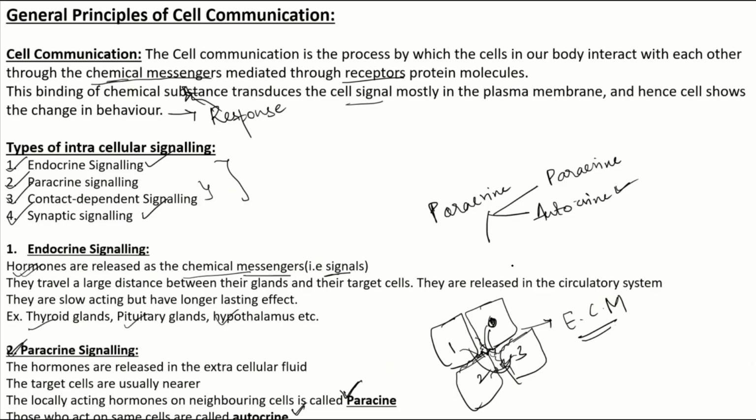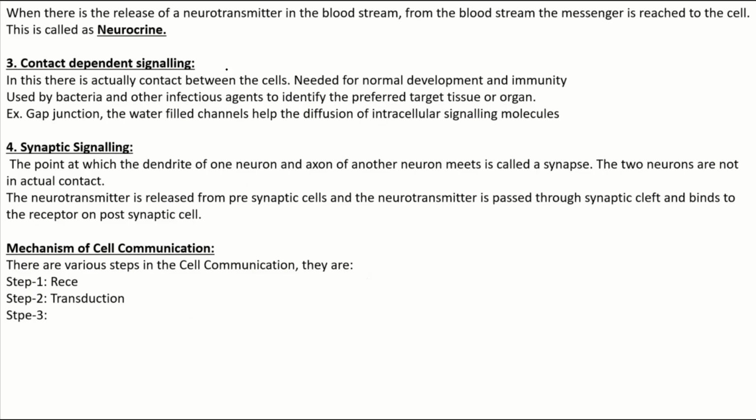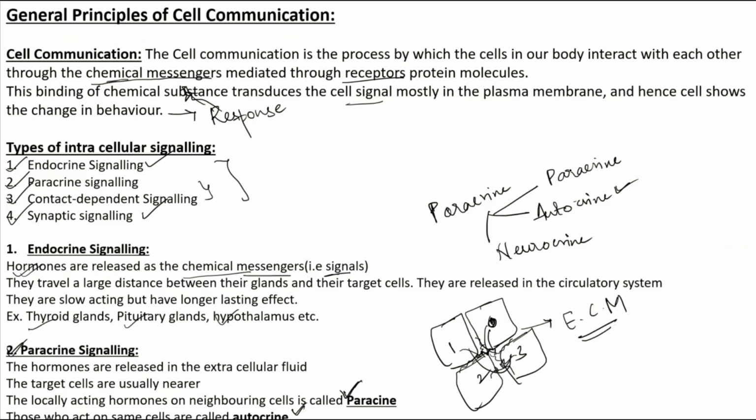And another term is there, that is neurocrine. I have definitely mentioned it. When there is the release of neurotransmitter in the bloodstream, from the bloodstream the messenger reaches the cell. This is called neurocrine. For example, you have studied about the synaptic.